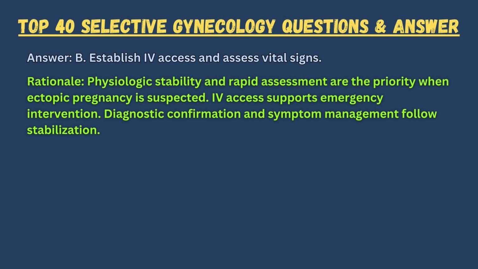Establish IV access and assess vital signs. Rationale: physiologic stability and rapid assessment are the priority when ectopic pregnancy is suspected. IV access supports emergency intervention. Diagnostic confirmation and symptom management follow stabilization.